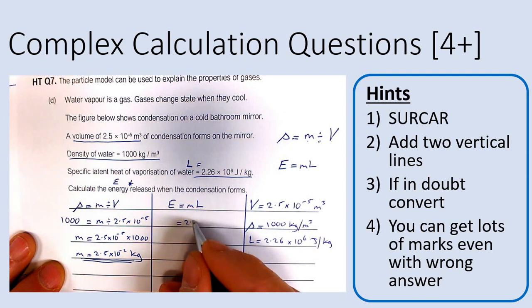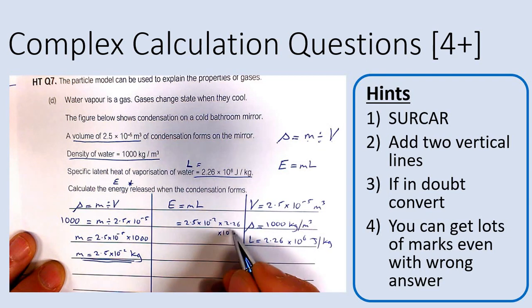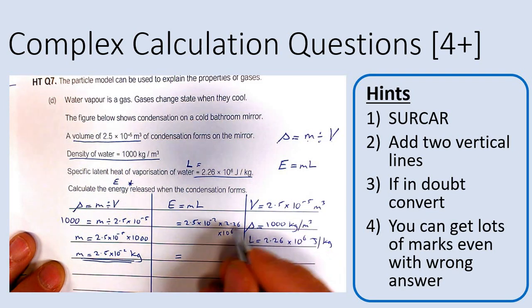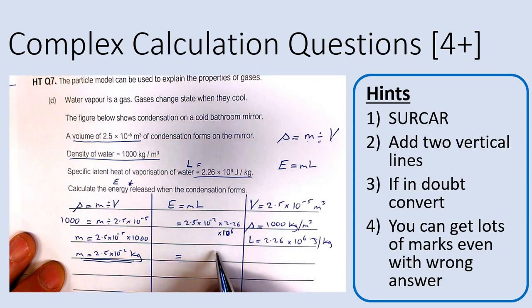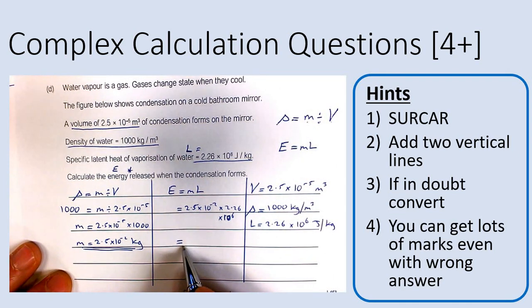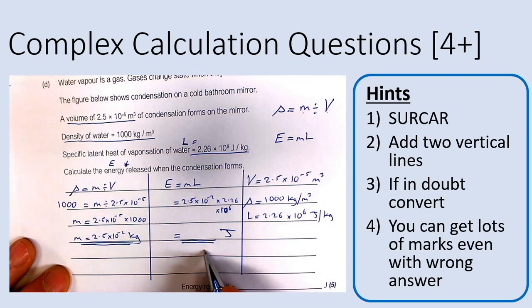So mass 2.5 times 10 to the minus 2 times L, which is 2.26 times 10 to the 6, equals, and if you go over a line, just be careful so that 10 to the 6 doesn't look like 106. Leave a space. You'll have lots of space going down the page, and if you run out of space, always just ask for more paper. Equals, and I'm not going to worry about calculating that right now, equals something, and that will be in joules. And that will be my answer, which will go in there.